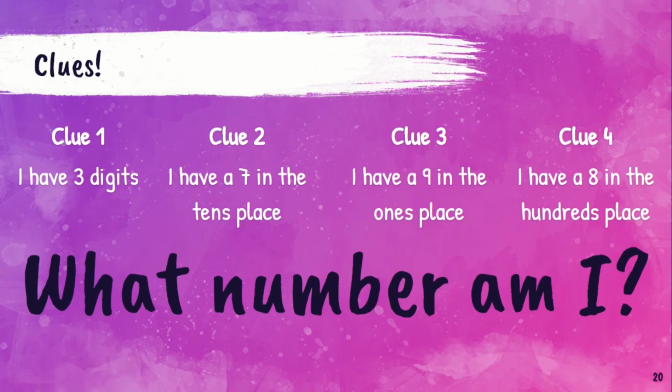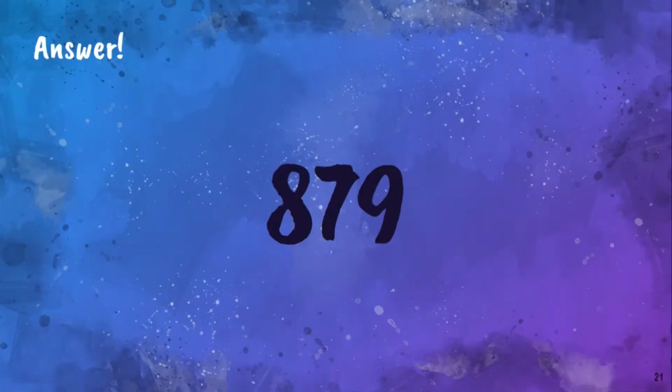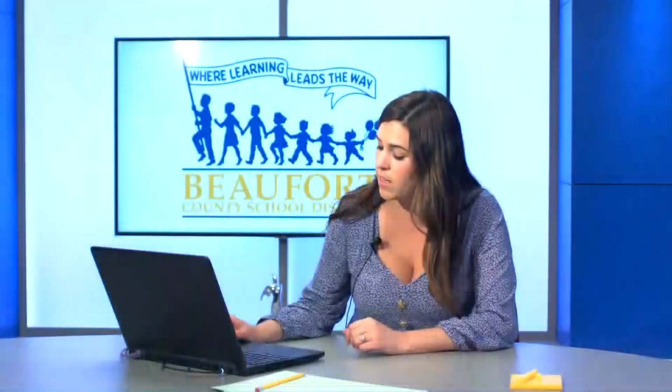3 digits, 7 in the tens place, a 9 in the ones place, and an 8 in the hundreds place. What number am I? 879. If you got that right, you have a quick dance party.